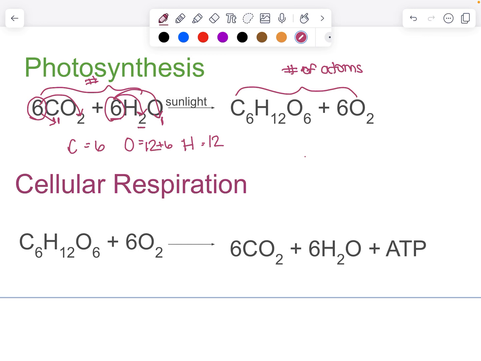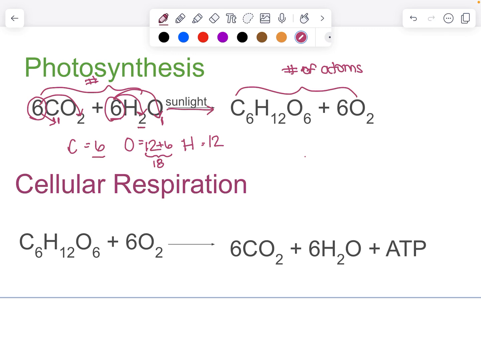Because we have oxygens bonded with carbon in the carbon dioxide, and we have oxygens bonded with hydrogen in the water, if I look at this, I have a total of 6 carbons, 18 oxygens, and 12 hydrogens. So what that means, in order for this to be balanced, remember it doesn't equal each other because there are 2 totally different sets of molecules on either side of our yield, which is our arrow.